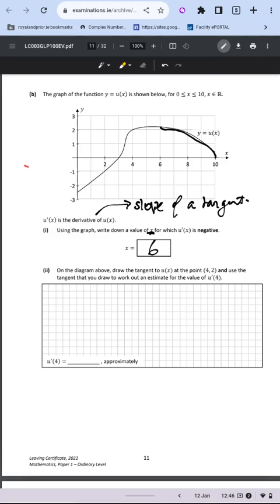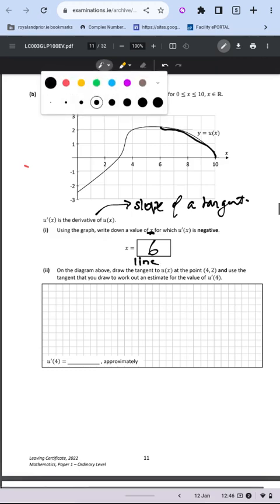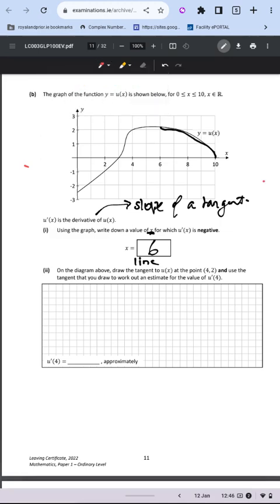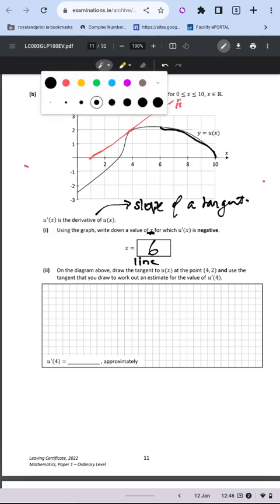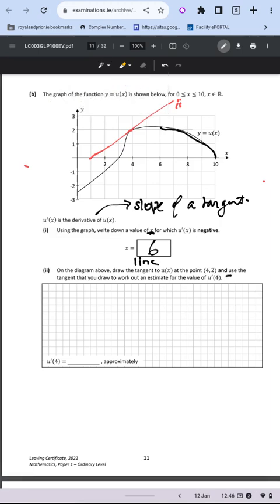On the diagram, draw a tangent, so draw a line at the point (4, 2). So there's the point (4, 2). Now get your ruler out. I have no ruler. Try and touch it only at one point. So there's my tangent line. I'll label it part 2. At the point (4, 2), use this tangent that you draw to work out the estimate for u dash of 4. Now u dash just means the slope. So we have to work out the slope of that red line.